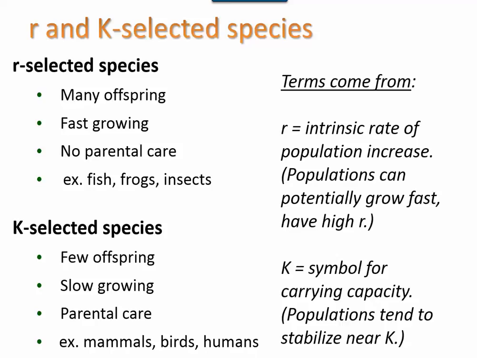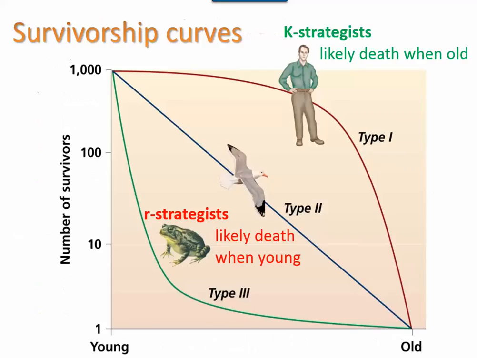Where do these terms come from? R means intrinsic rate of population increase. Populations can potentially grow fast. K is a symbol for carrying capacity, which means that populations tend to stabilize near their carrying capacity. You don't really need to know that, just FYI.